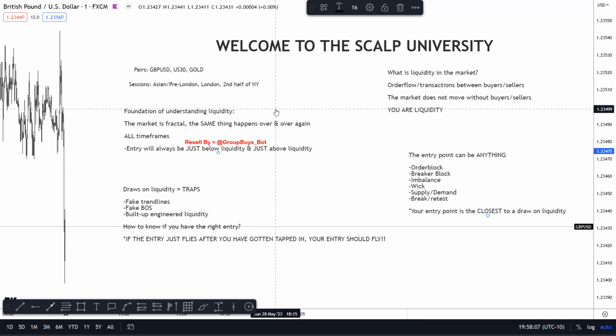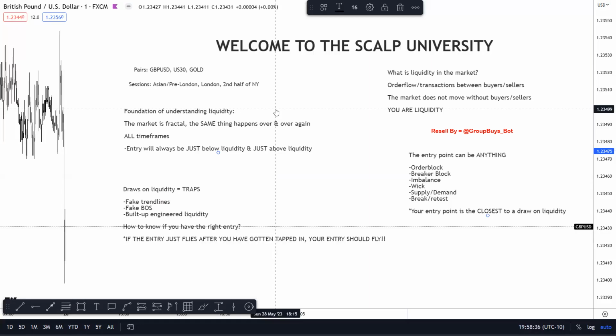This strategy can also be used for intraday trading as well as swing trading. But I personally find that it works very well with scalping, being that I did decide to stick with scalping as my style of trading. But you can definitely use this strategy or concept with intraday or swing trading as well.